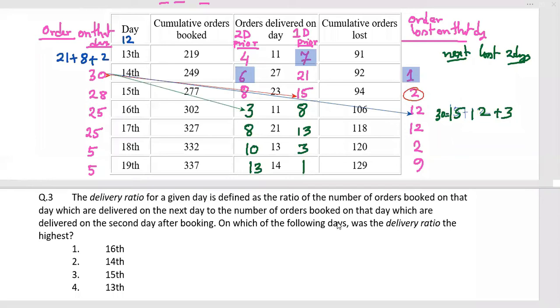Now question number 3. The delivery ratio for a given day is defined as the ratio of the number of orders booked on that day which are delivered on the next day to the number of orders booked on that day which are delivered on the second day after booking. That means next day by second day order delivery. It should be the delivery ratio. On which of the following days was the delivery ratio the highest?